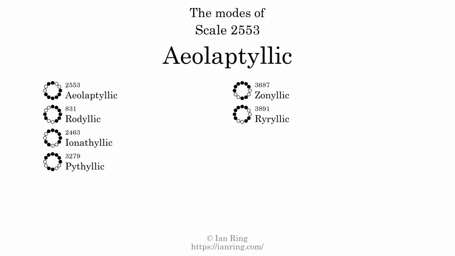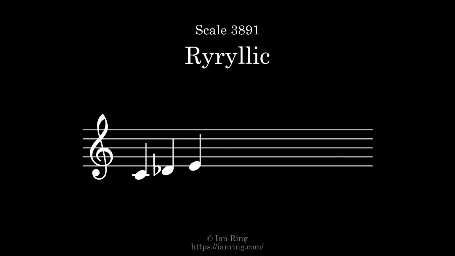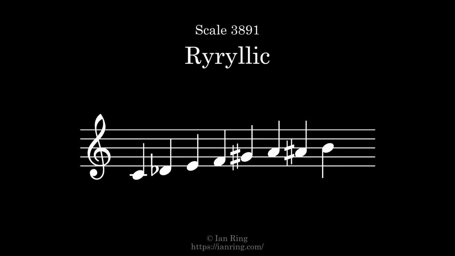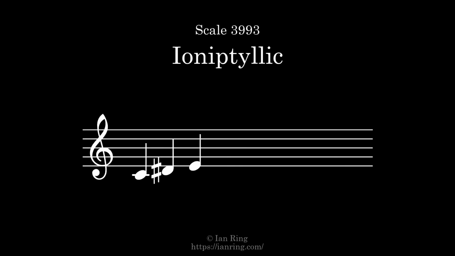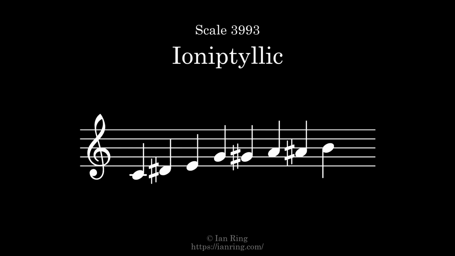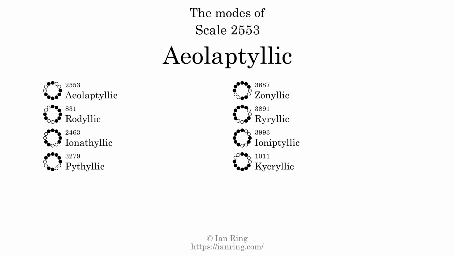The sixth mode is scale 3891, also known as Aeolaptyllic. It sounds like this. The seventh mode is scale 3993, also known as Aeolaptyllic. It sounds like this. The eighth and last mode is scale 1011, also known as Aeolaptyllic. It sounds like this.